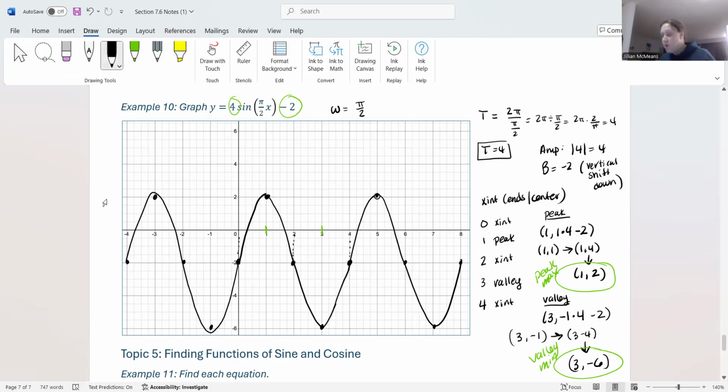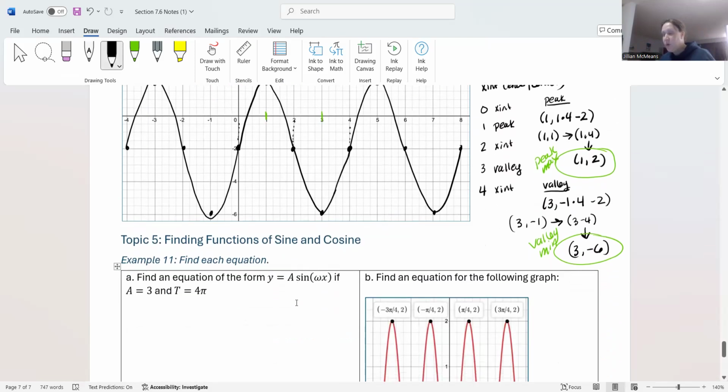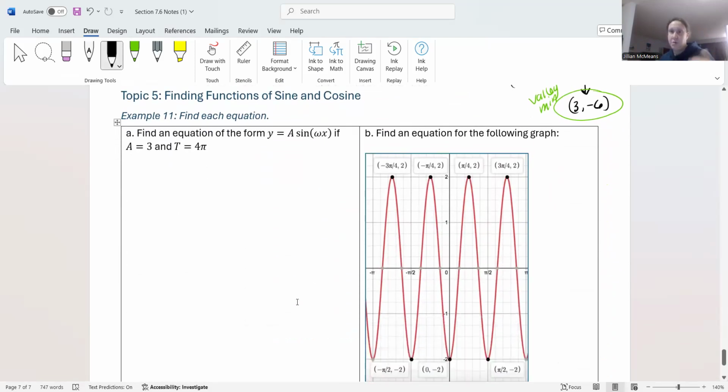Okay. So finally, for topic 5, I'm just going to do it all in this one video just for the sake of wrapping things up quickly for myself. We're going to look at a graph and see if we can find the function that represents that graph. So topic 5 is finding functions of sine and cosine. I'm not going to test you really hard on this. I want you to understand the very basics, so don't get too bent out of shape about this.